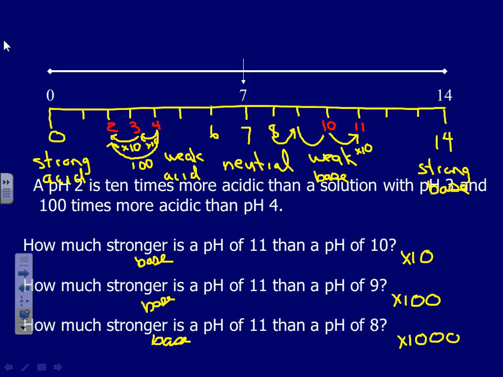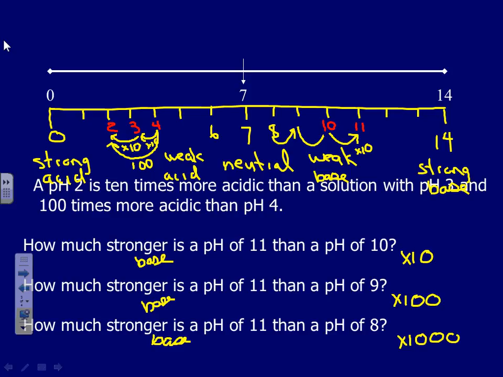So the pH scale measures strengths of acids and bases. The acids are down here at 0. The bases are up there at 14. And every step you make away from a 7, the stronger the acid or the base is, and it's stronger by 10 times. And it's a multiplication effect. Okay? So things get really strong really fast. Okay?